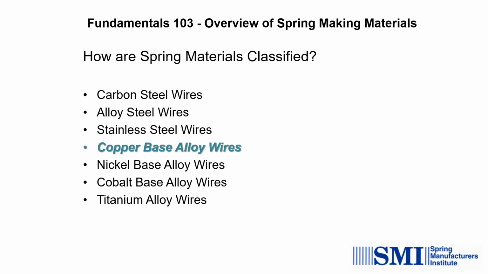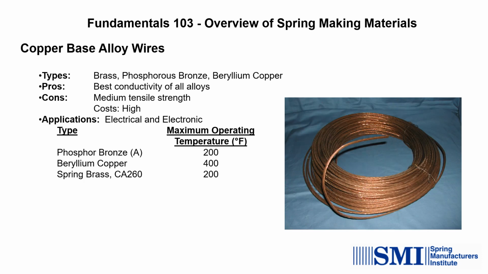Our next material family of interest is copper-based alloy wires. Types: brass, phosphorus bronze, and beryllium copper. The pros: best conductivity of all the alloys. Cons: medium tensile strength and very high costs. Applications are normally electrical or electronic. And notice the temperature ranges: phos bronze is 200 degrees, beryllium copper is 400 degrees, and spring brass is 200 degrees.